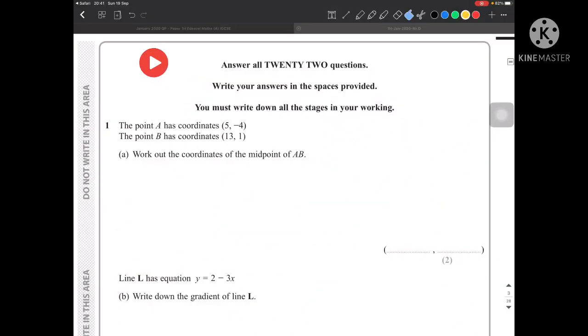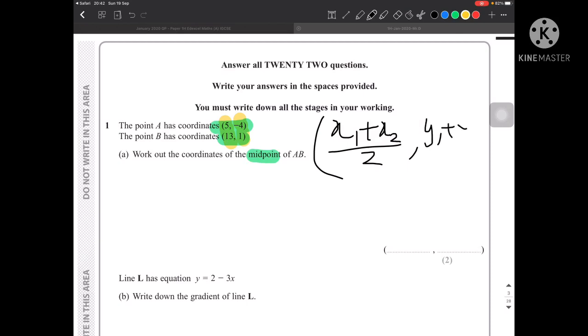Question number 1. Point A has coordinates 5, minus 4. Point B has coordinates 13, 1. Work out the coordinates of the midpoint. Now when you are asked for a midpoint, you need to find the midpoint of the x values, i.e. of the 5 and 13 here, and in terms of y, minus 4 and 1. So we would have x1 plus x2 divided by 2, and the other one is y1 plus y2 divided by 2.